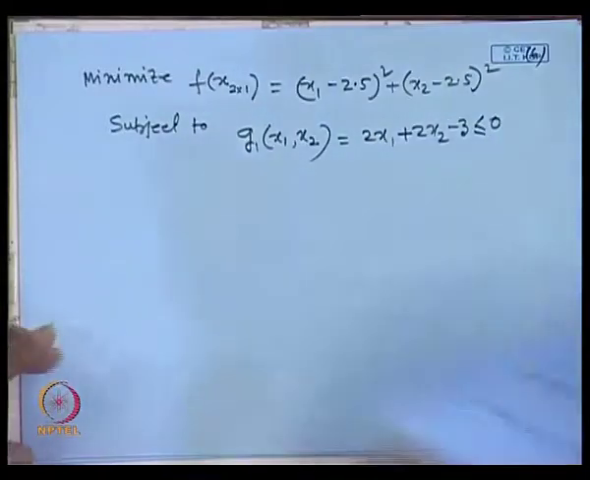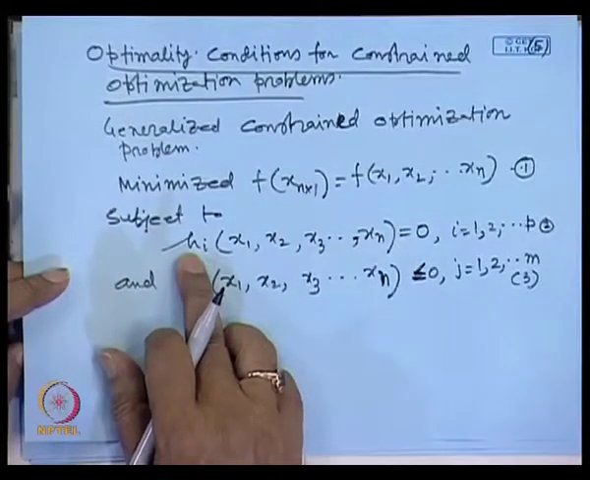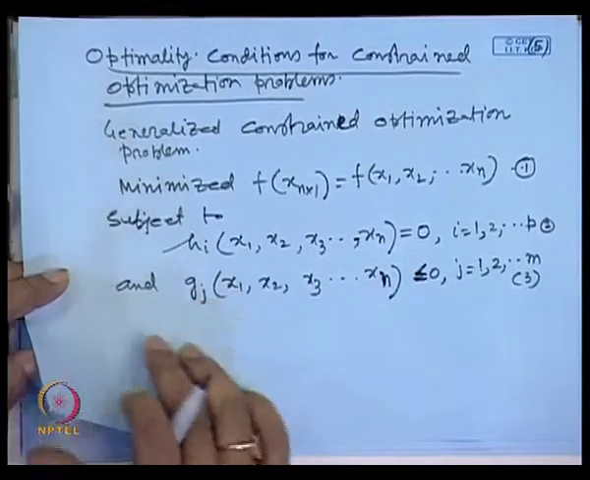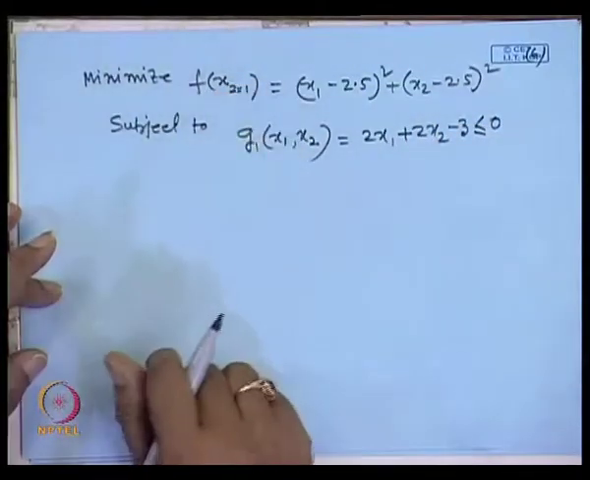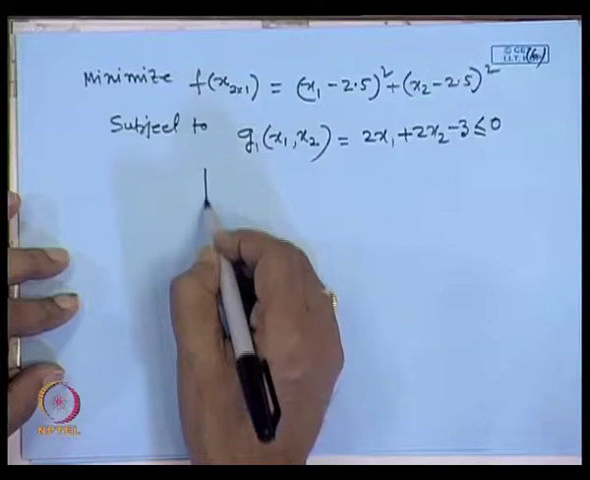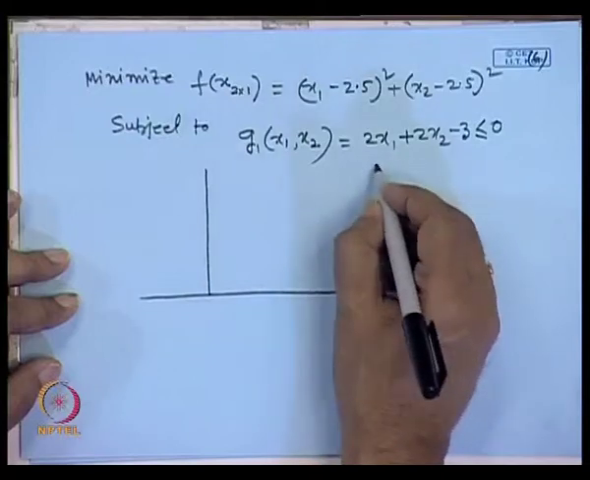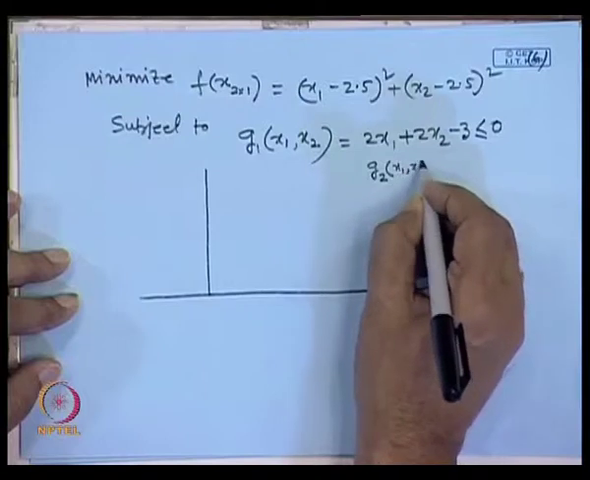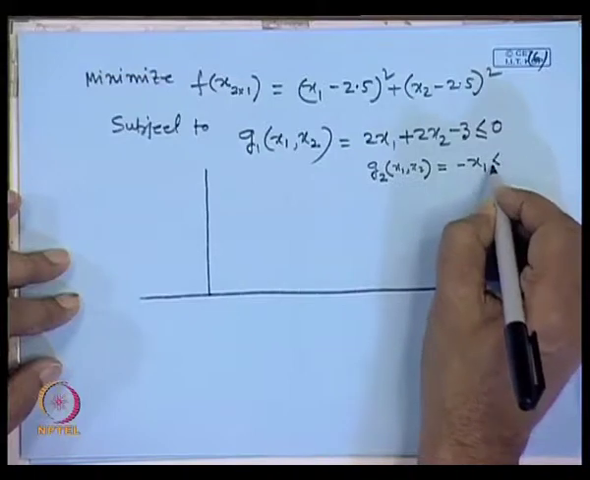Please note that when there is an equality constraint we use small h, and when there is an inequality constraint we use small g. We will use this notation throughout our discussion. So this is the problem you have to optimize. If you see it graphically, there is another constraint also, g 2, which is a function of x 1 and x 2, equal to minus x 1 less than or equal to 0.